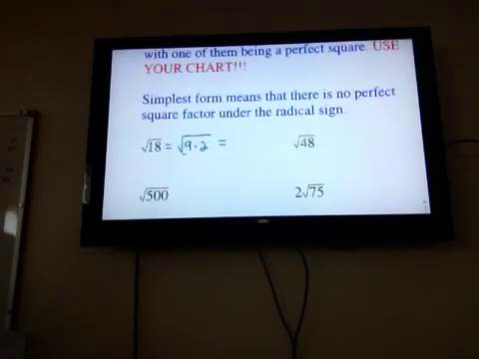So then my square root of 9, that's going to come out. The square root of 9 is 3. The square root of 2, we don't know, so it stays under the radical. That's what your final answer looks like. 3 square root 2.